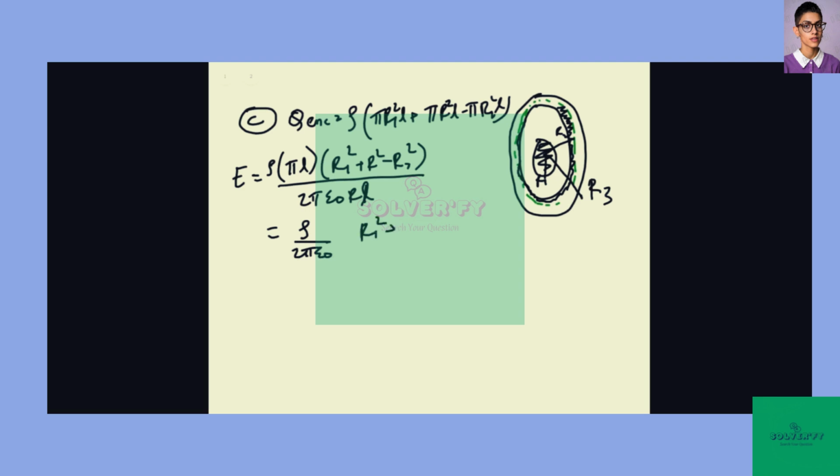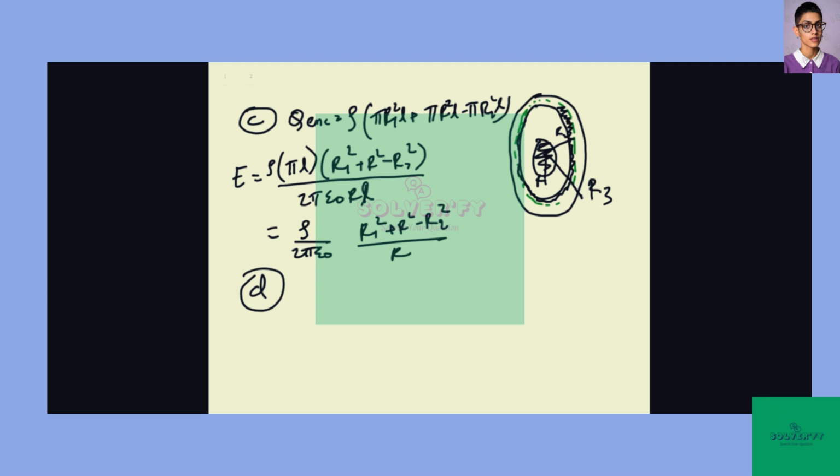Therefore, electric field is rho into pi L times r1 squared plus r squared minus r2 squared, divided by 2 pi epsilon naught rL, which turns out to be rho by 2 epsilon naught times r1 squared plus r squared minus r2 squared, divided by r.